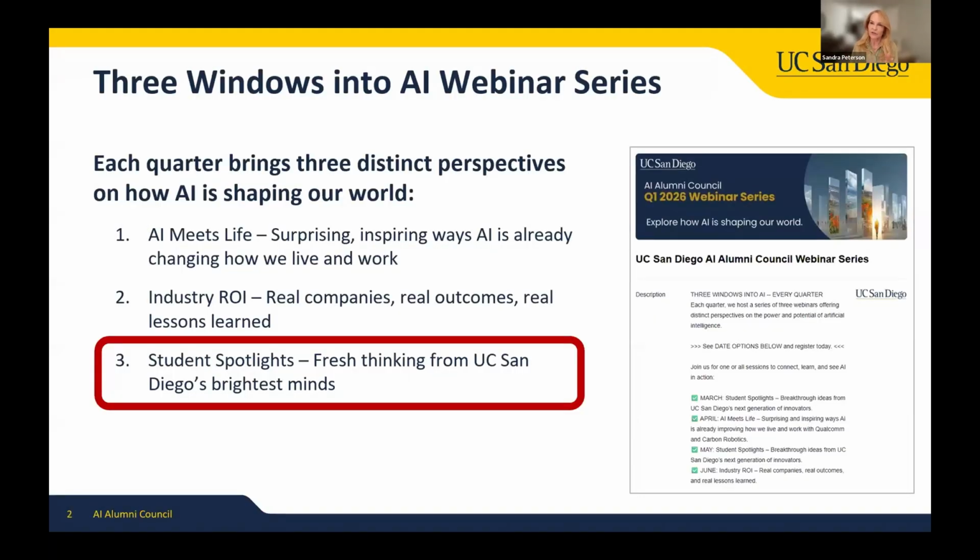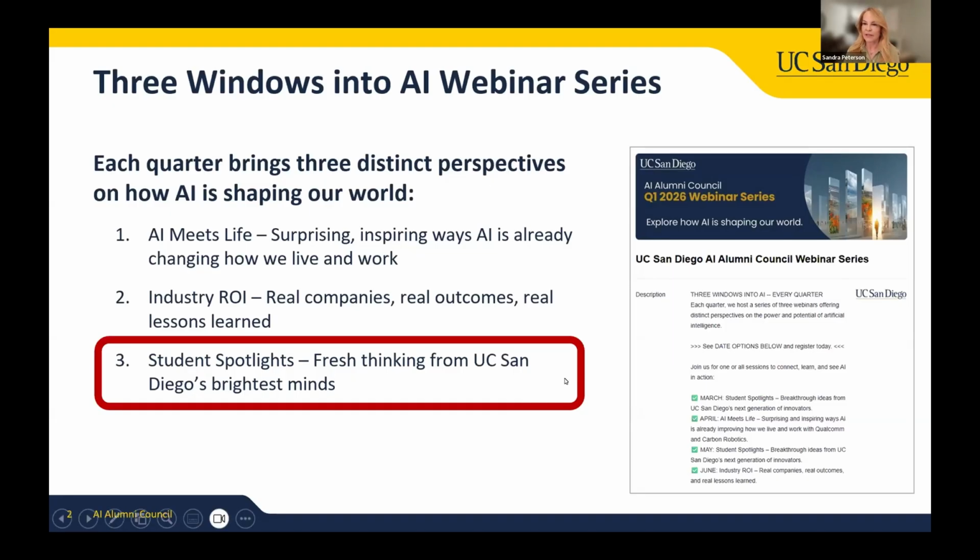For context, today's session is part of the Foundation series that the Council is putting on, which has 3 distinct perspectives every quarter. And this month, we close Q1 with our very first Student Spotlights session. In January, we had AI Meets Life, which is not your front page headline applications of AI, but surprising ways that AI is affecting our lives today. And last January, we featured Qualcomm and Carbon Robotics. In February, we did the ROI case studies. We had 10 case studies across a variety of industries and across a variety of functions within the organization. And today, we have our first Student Spotlight session.